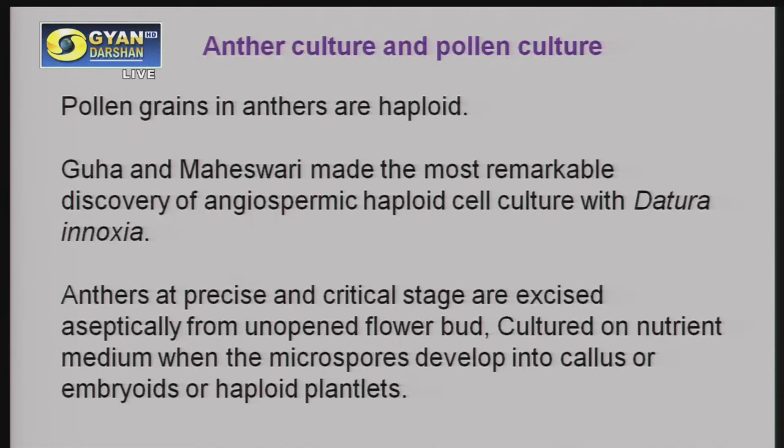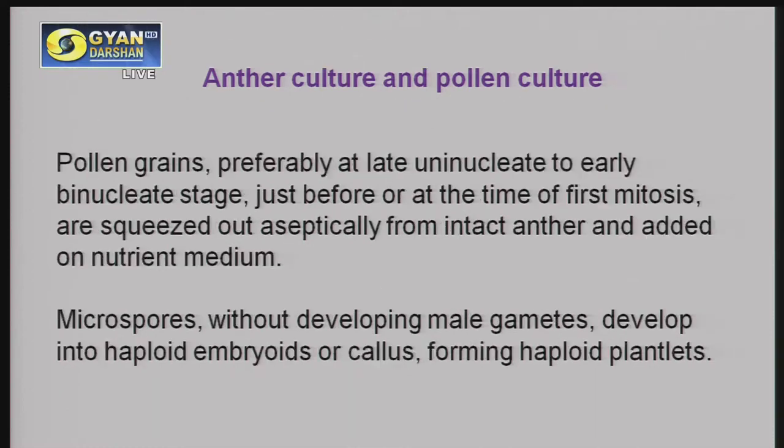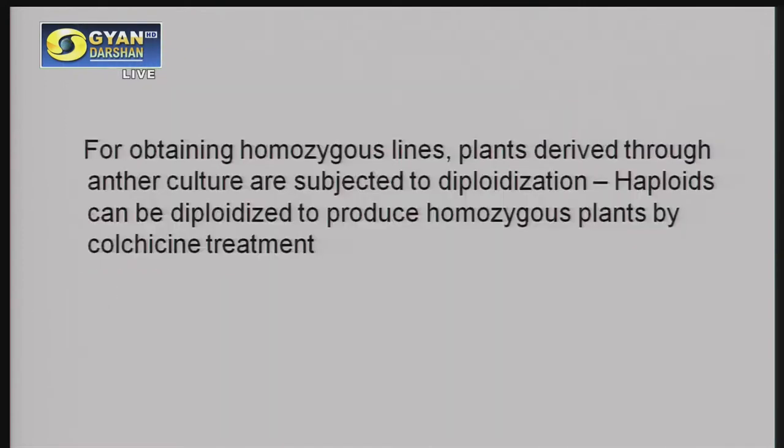Lastly, there is another technique, that is anther culture and pollen culture. That is, you take the anther or the pollen grains, and you try to grow them in the tissue culture medium. Now, why are we going for this technique? Because pollen grains are haploid tissue, and sometimes we need to generate a haploid plant. Why? Because if you can generate a haploid plant, then you are actually generating a homozygous plant.